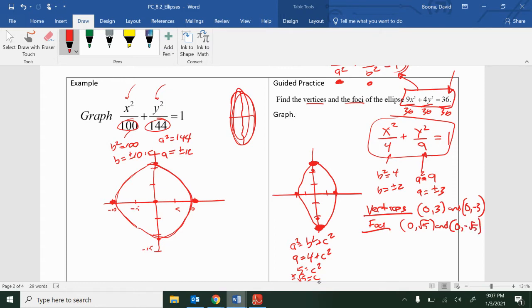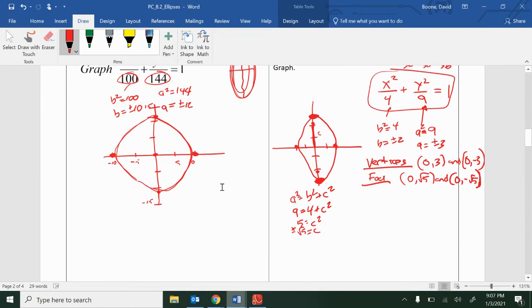And so that's the only thing you really got to remember in terms of those formulas, is to be able to find that foci, and that's that distance right from here to here, is that C value. All right, let's give it another try with some other problems.